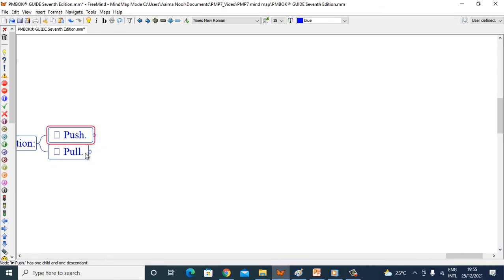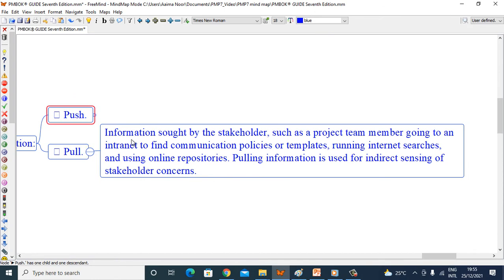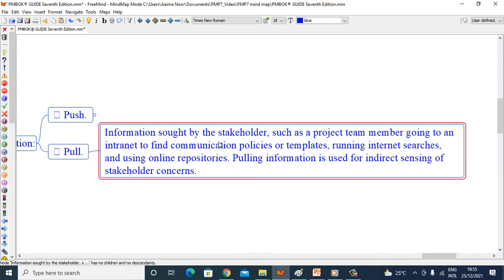Now let's see pull communication. Information sought by stakeholders, such as a project team member going to an intranet to find communication policies or templates, running internet searches, and using online repositories. Pulling information is used for indirect sensing of stakeholders' concerns.